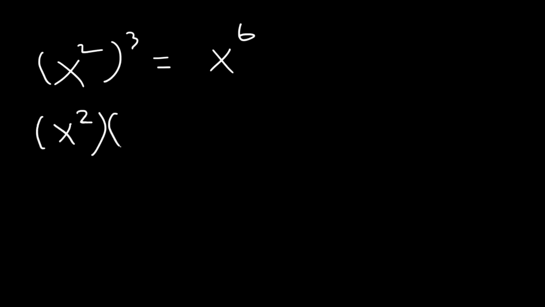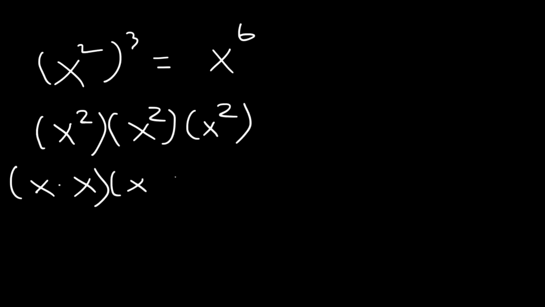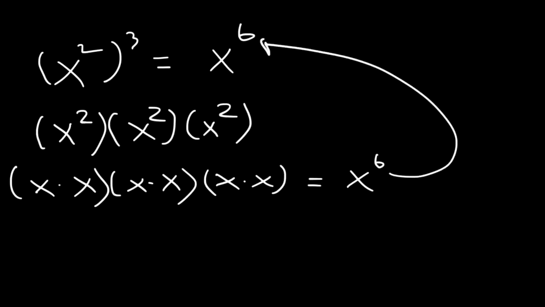Now what about this one? What's x squared raised to the 3rd power? According to the power rule, when you raise one exponent to another, you need to multiply. 2 times 3 is 6. Now to understand it, x squared raised to the 3rd power means that we have 3 x squares together. And each x squared is x times x. So notice that we have a total of 6 x variables multiplied to each other. So that's why it's x to the 6.